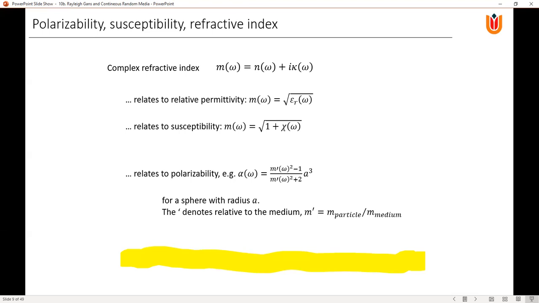So for the polarizability, we have here the complex refractive index, and here a is the size of the particle, so that is the volume. It basically scales with the volume of the particle.